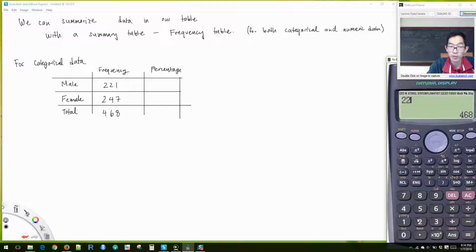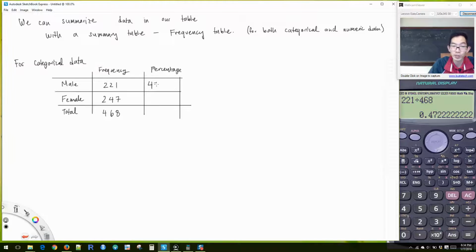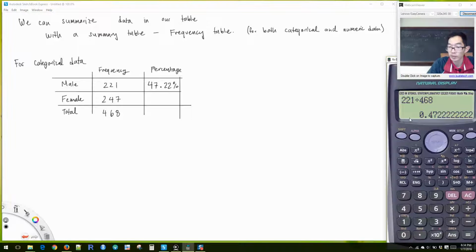So I do 221 divided by 468. So I get 47.22%. And then the flip side of that would be 52.78%.